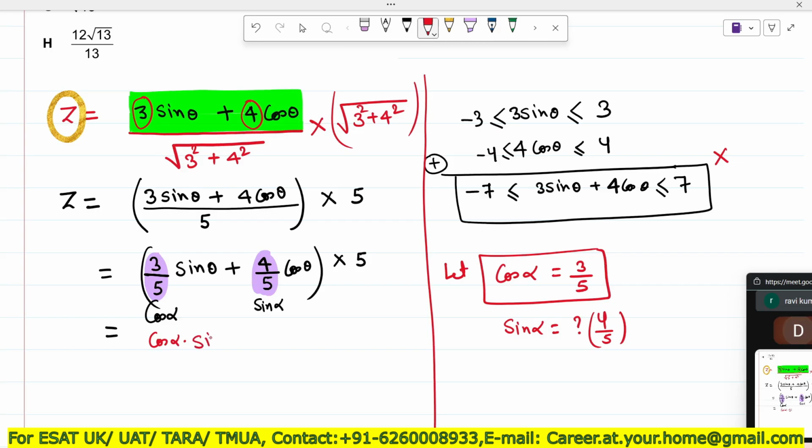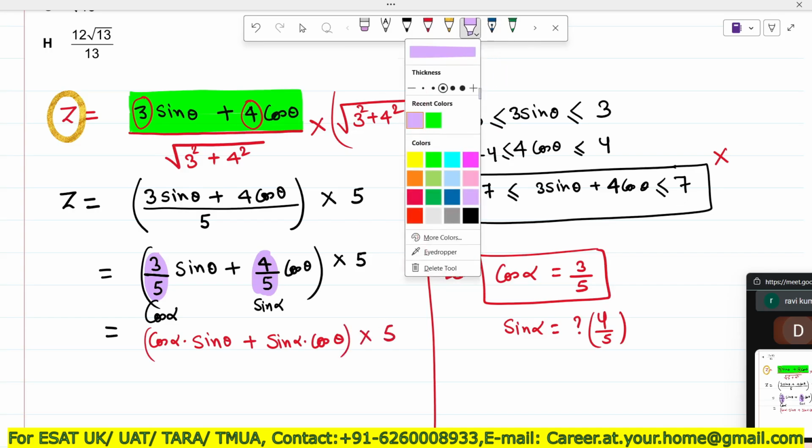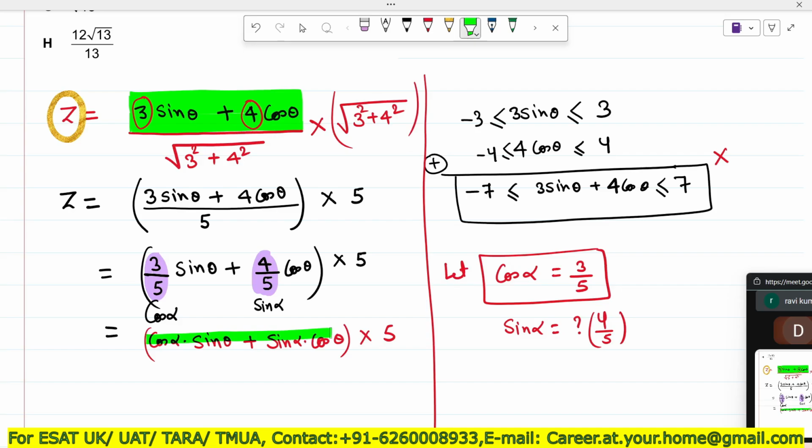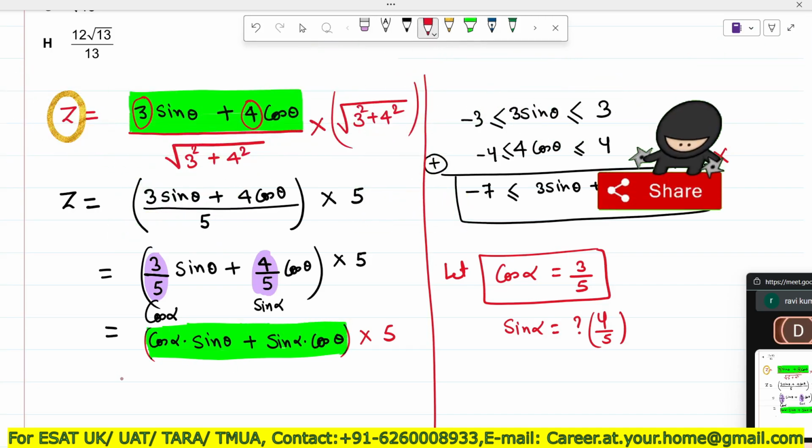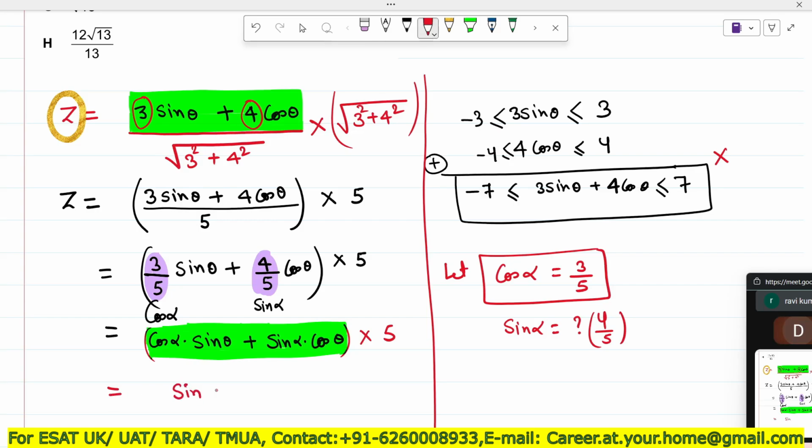cos alpha into sine theta plus sine alpha into cos theta. My expression becomes like this, into 5. So now tell me, are you getting that this is based on a trigonometrical identity? Which trigonometrical identity is it? Do you know? Sine A into cos B plus cos A into sine B. It is sine of theta plus alpha, whatever it is, into 5.